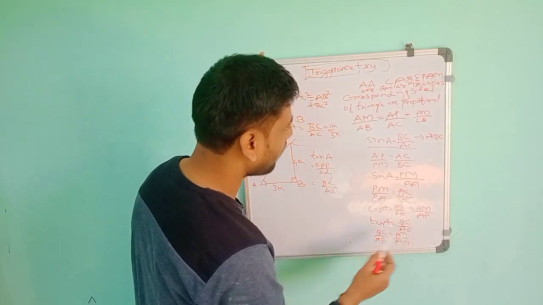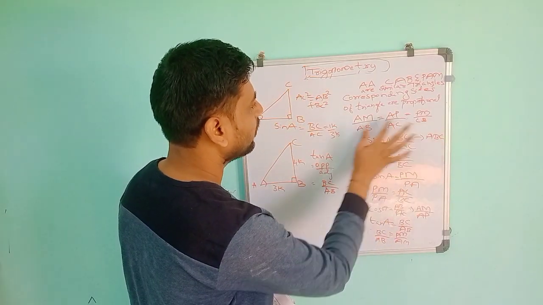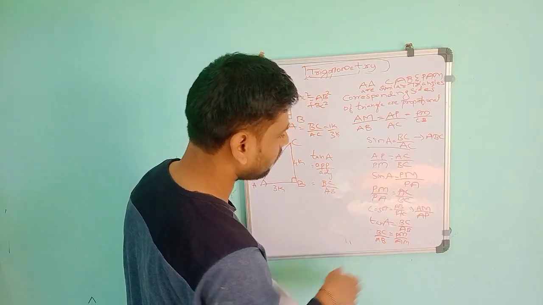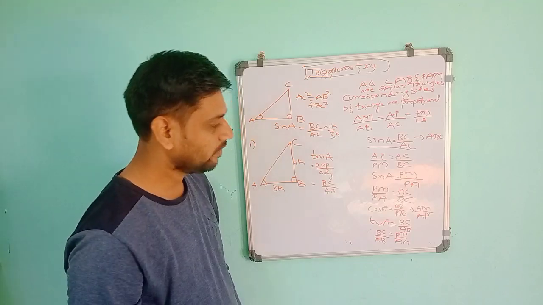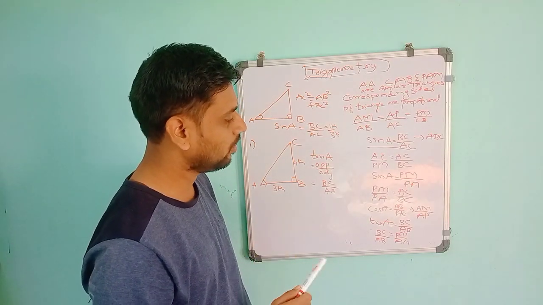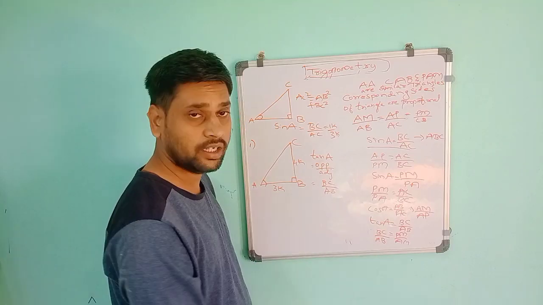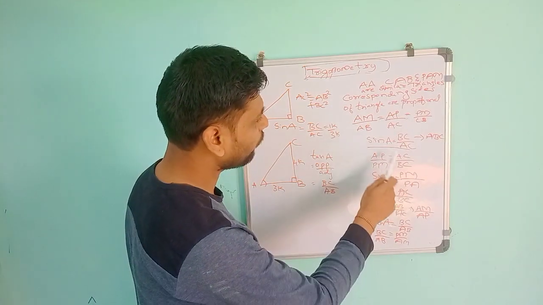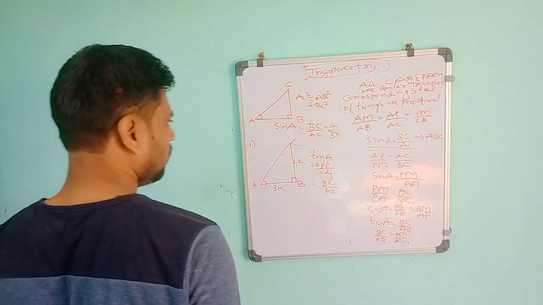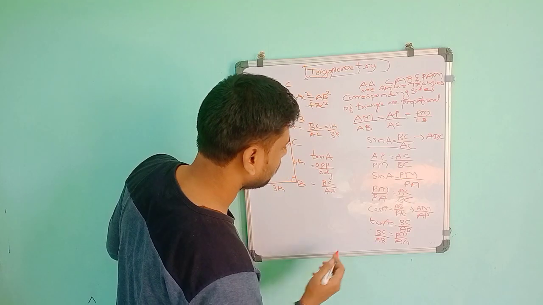Tan A is equal to BC by AB. Tan A, BC divided by AB, is equal to PM by AM. So PM by AM, this proves that the values of the trigonometric ratios of an angle do not vary with the length of the sides of the triangles if the angle remains the same. So we are getting the same values. For this, the diagram was there.